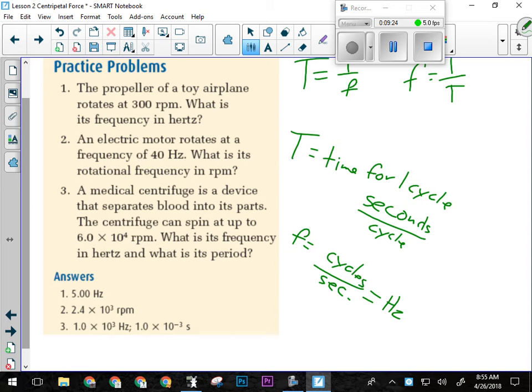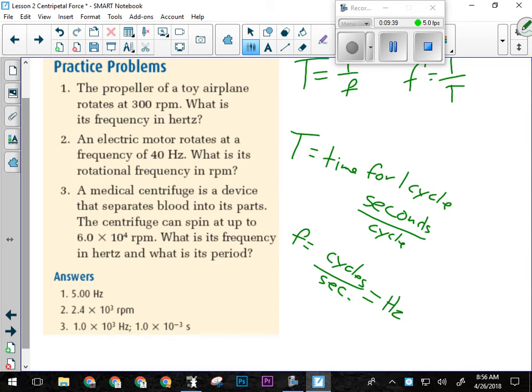All right. So if I have a propeller of a toy airplane rotating at 300 revolutions per minute, what's its frequency in hertz? Well, that means I want it in revolutions per second. So I take this number and divide by 60. Okay, so nothing hard there.